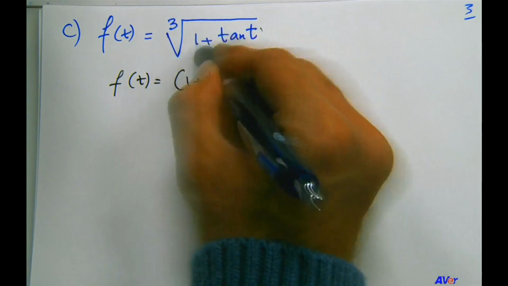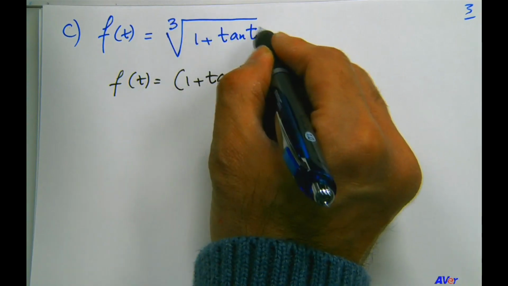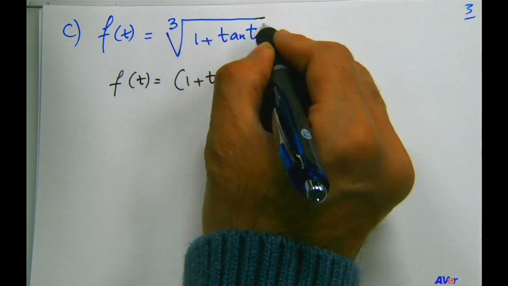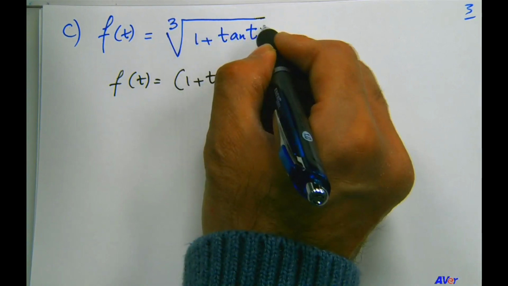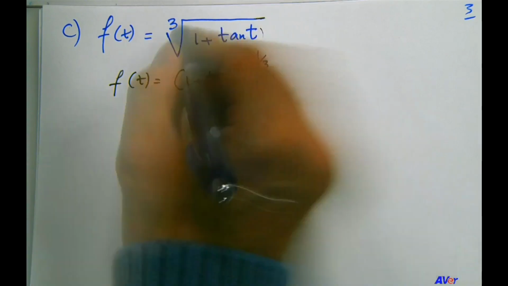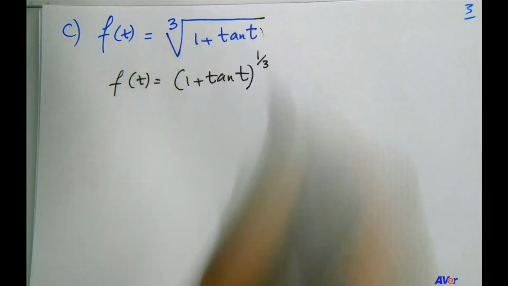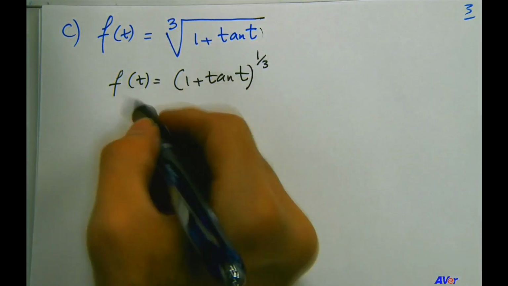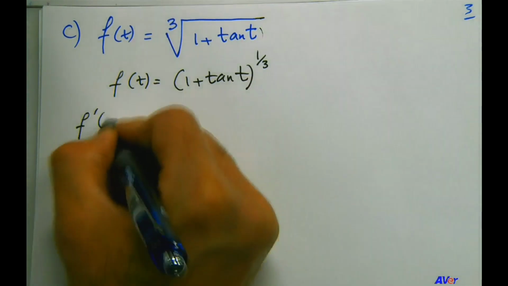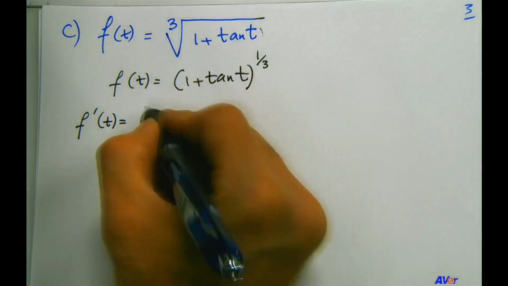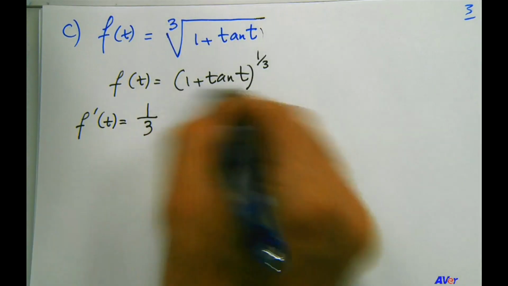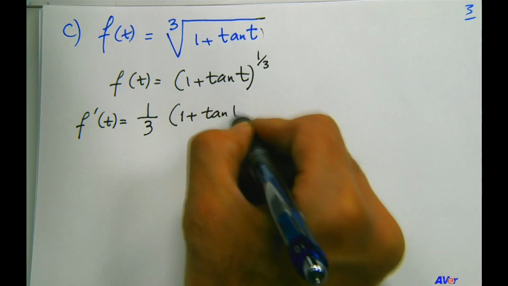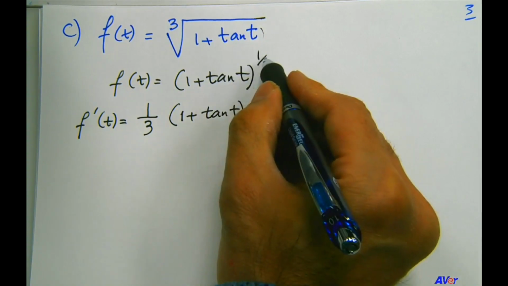And the power of the inside here is 1, right? To look at this as a whole group, 1 plus tangent of t as a group, the power of that whole thing is 1. So it will be 1 over 3, which is 3 being the index of this root function. Okay, now we can take the derivative. So f prime t, bring this power in front, 1/3, times all of this. Reduce this power by 1.